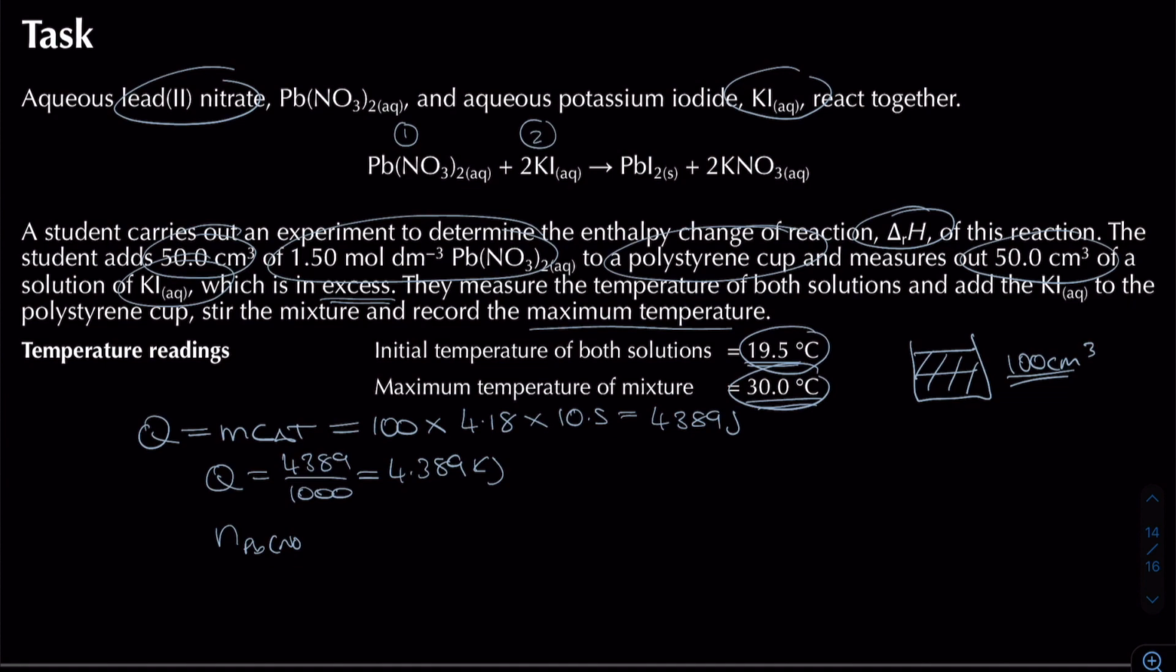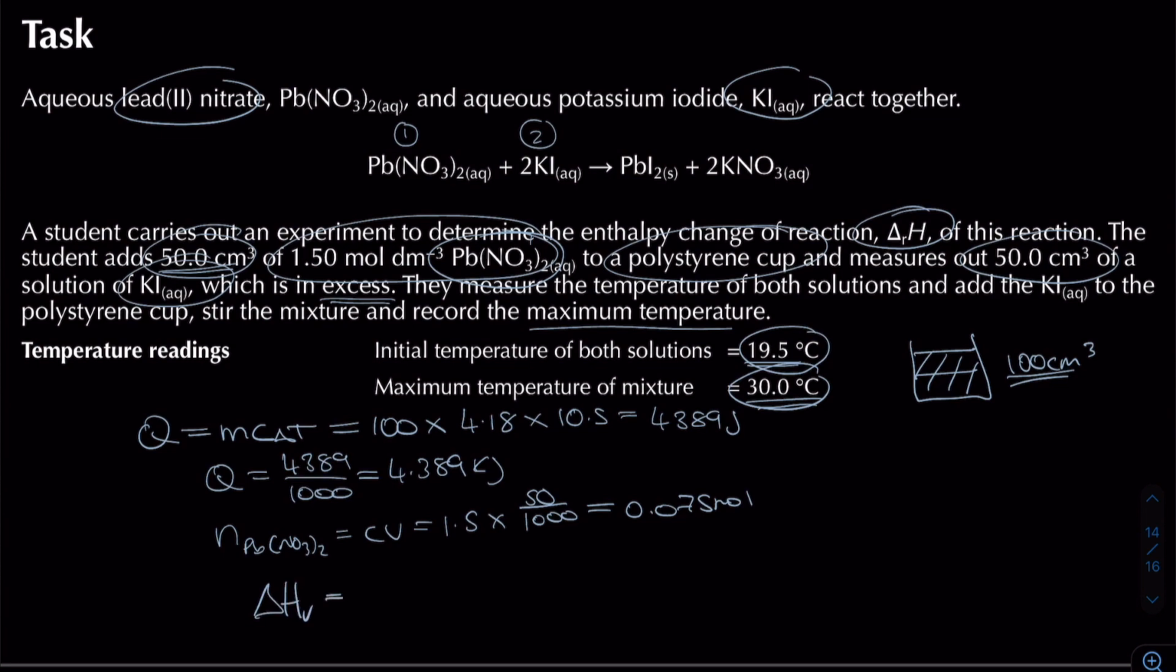To find the number of moles, in this case we're dealing with lead nitrate, I'm going to do concentration times volume, and so that's going to be 1.5 times 50 over 1,000. The reason why we're dealing with 50 centimeters cubed is because we've got that as our volume for the lead nitrate solution itself as well. So I put that in my calculator, and I end up with a value of 0.075 moles itself for lead nitrate.